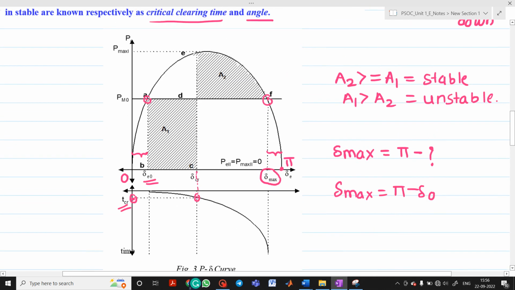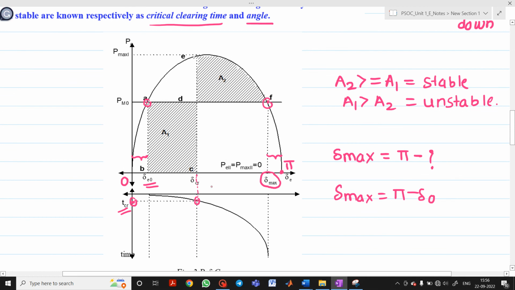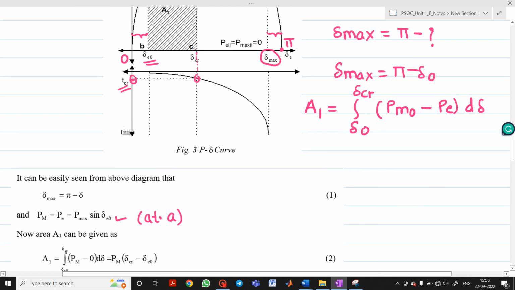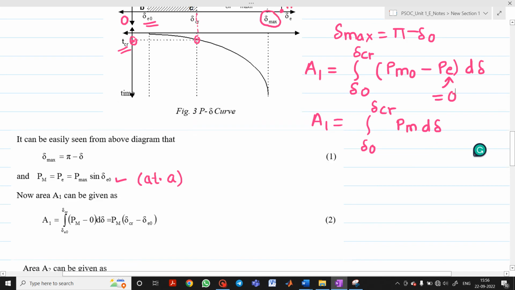Now how can we write the equation for area A1? Area A1 is the accelerating area. So what are the limits? Delta 0 to delta CR. Now what is the upper limit? The upper limit is nothing but PM0. What is the lower limit? The lower limit is nothing but PE, but if you observe, because of the fault this PE will be equal to 0. So what is your area A1? We can write it as the integration from delta 0 to delta CR of PM0, or simply PM, because here PE will be equal to 0 as there is a fault at point X.